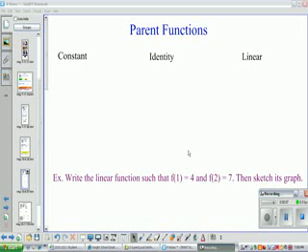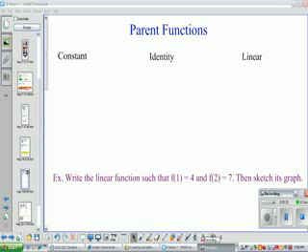In this section, we're going to talk about parent functions. In the next one, we're going to be graphing more functions using these parent functions. So it's important that you understand what they look like in their general sense. We're going to start out and talk about linear functions, but I wanted to start talking about two special ones.